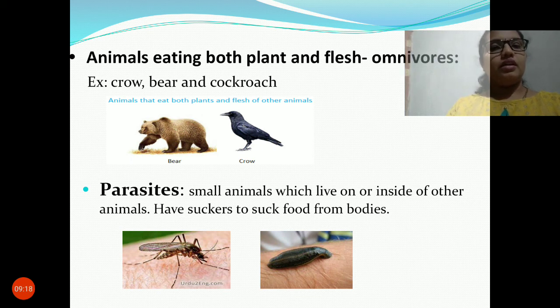Then there are also parasites, what we will call parasites. These are small insects that live on a body or inside the body. These mosquitoes you have observed every day. They come to suck our blood, correct? They live on our body, depend on our body, correct? These are called the parasites. These are the suckers in the body. They suck blood from the body.